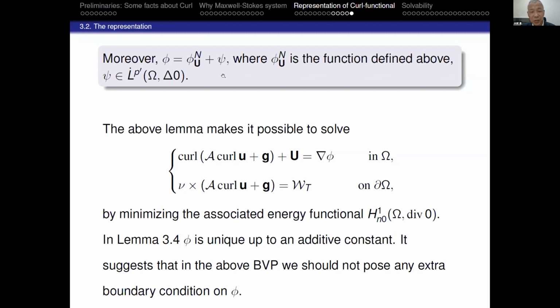With these two lemmas, we can study equations of the following form, and we can discuss existence and multiplicity of solutions.